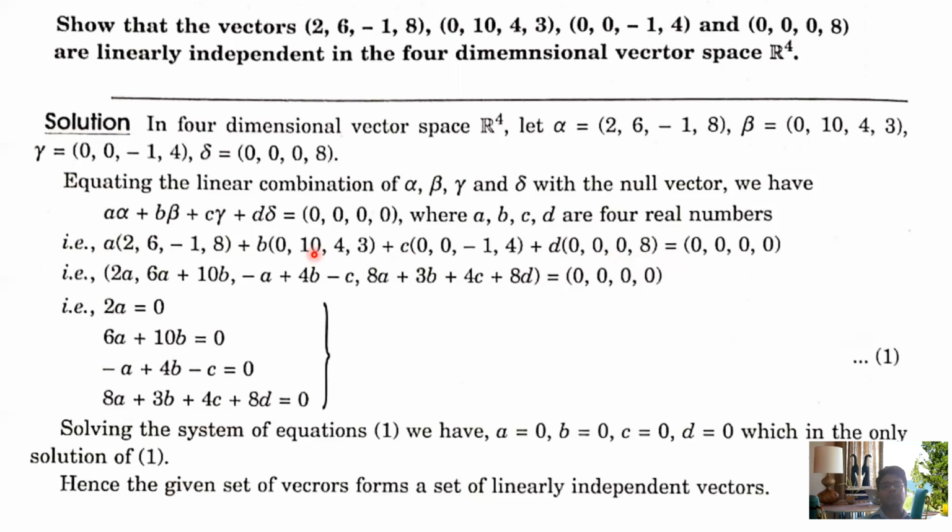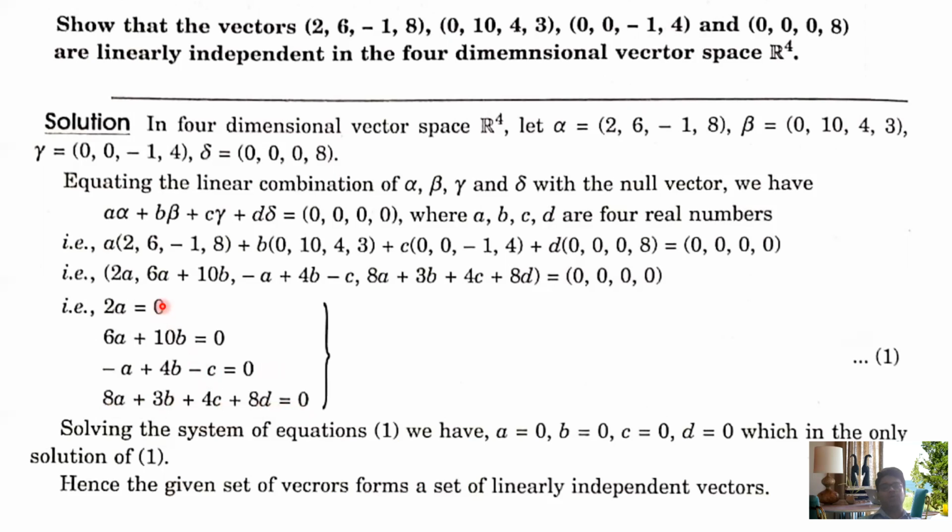Okay. So if I simplify, what we get: 2A, comma, 6A plus 10B, comma, minus A plus 4B minus C, 8A plus 3B plus 4C plus 8D is equal to (0, 0, 0, 0). So there are four components. This is also four components. If I compare point by point, that is 2A is equal to 0, 6A plus 10B equals 0, minus A plus 4B minus C equals 0, 8A plus 3B plus 4C plus 8D equals 0.